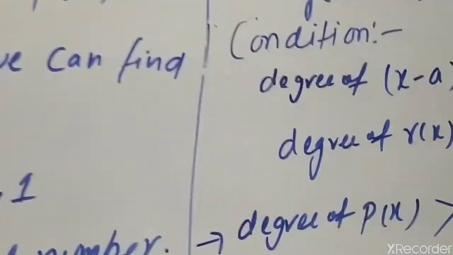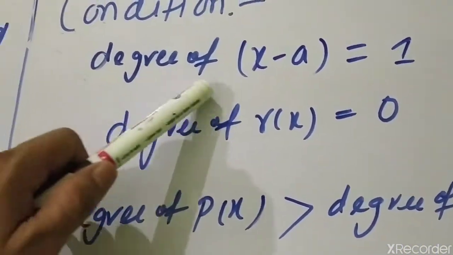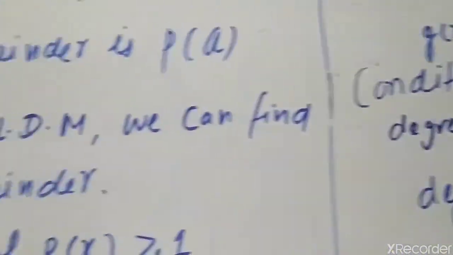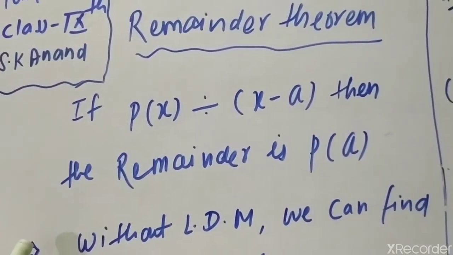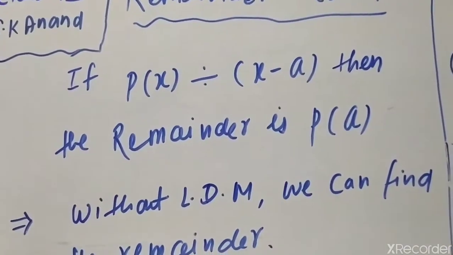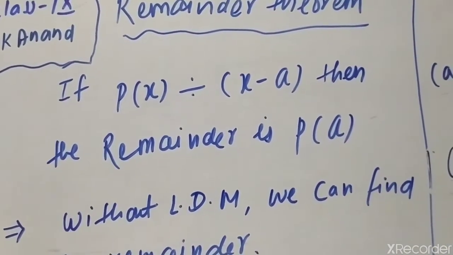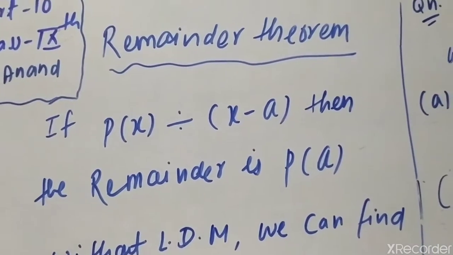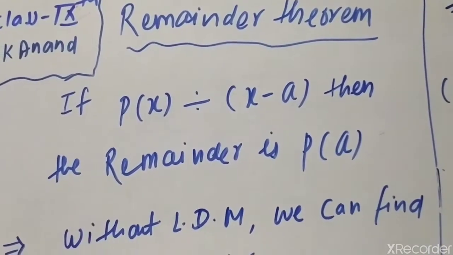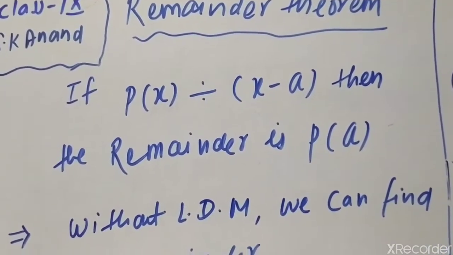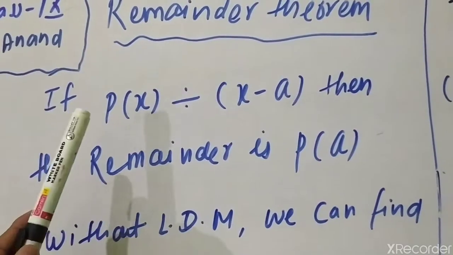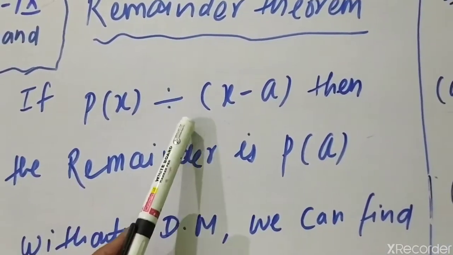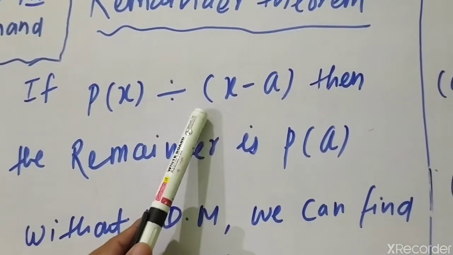So that is the condition. Keep in mind, the degree of x minus a is equal to 1, and the degree of the remainder should be 0. Once again I am going to repeat: the remainder theorem is the simplest method, meaning without actual division we are calculating the remainder. So how are we going to calculate the remainder? Suppose any polynomial p of x is divided by x minus a, a linear polynomial.